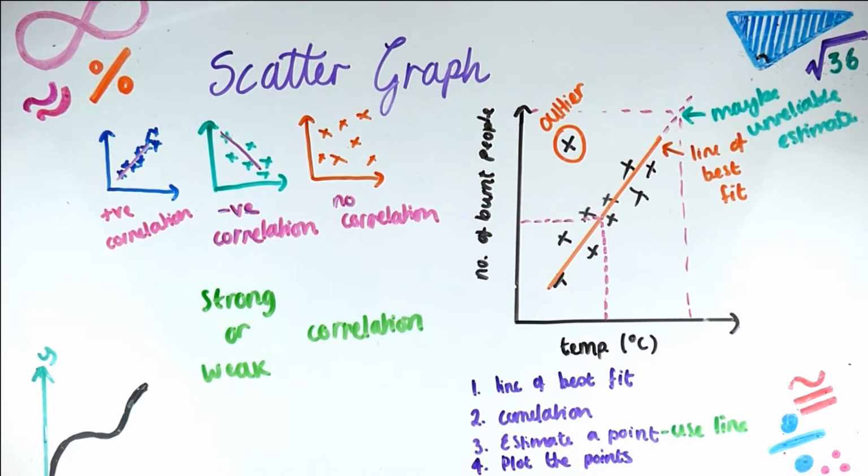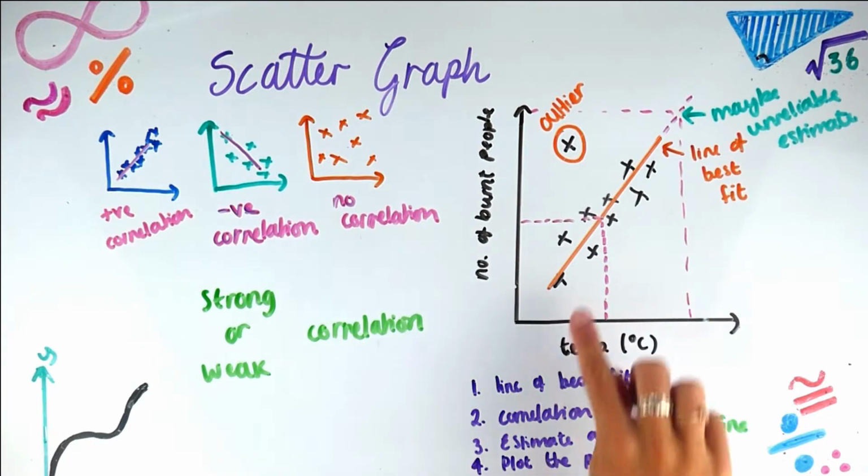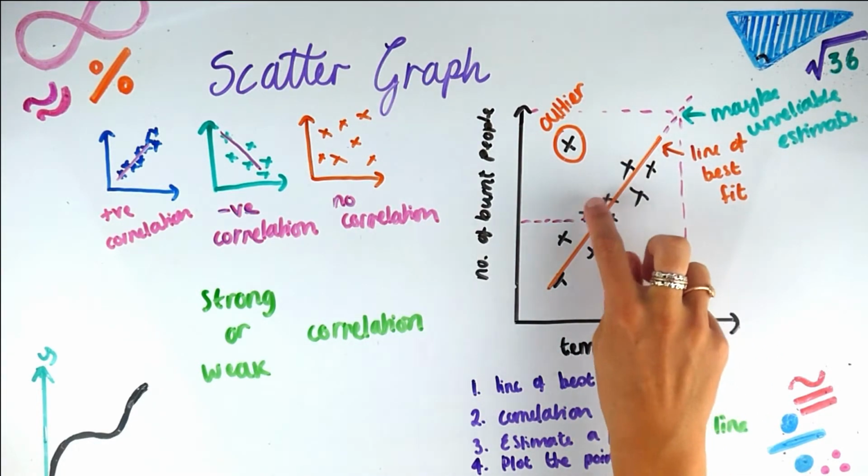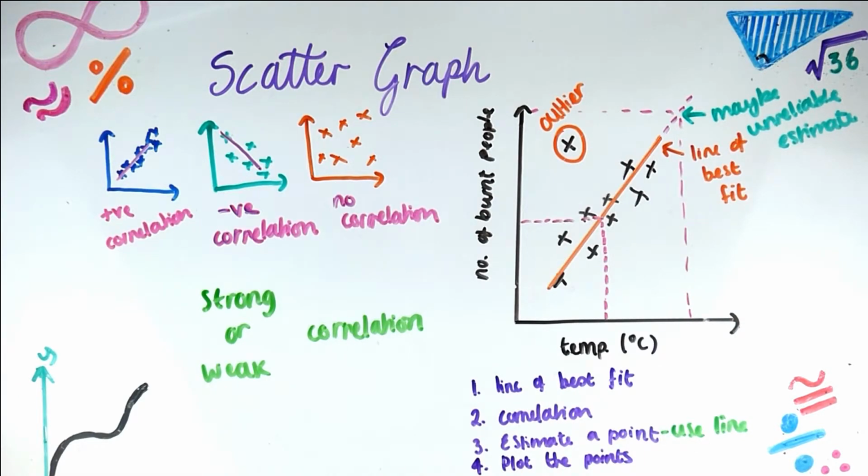And then the final thing they could make you do, which would probably come at the start, is they'd give you the data and they'd make you plot the points. That's just like plotting XY coordinates on a graph. So you'd have to plot these scatter points on your graph. One important note to make is that correlation isn't causation.